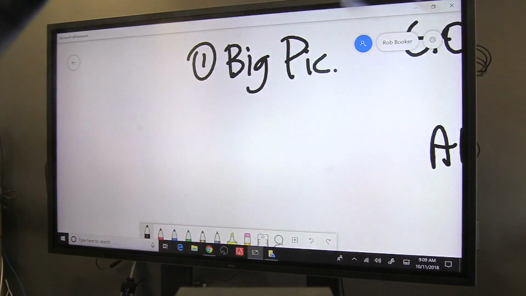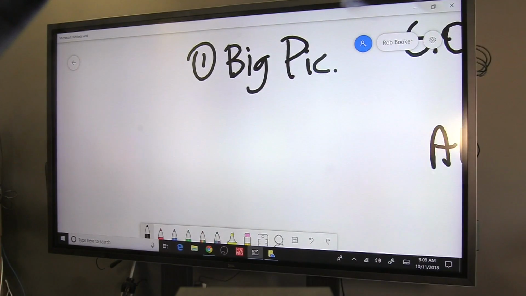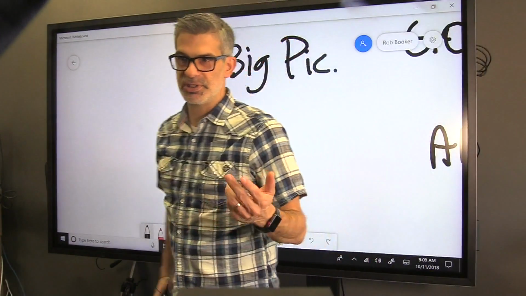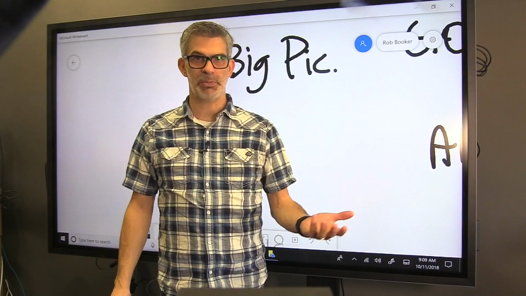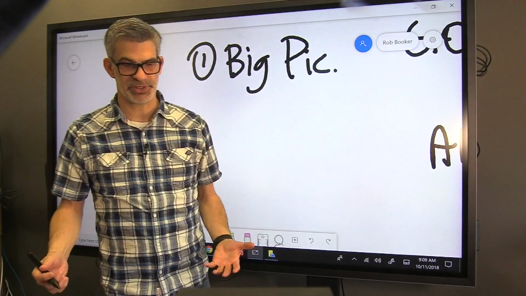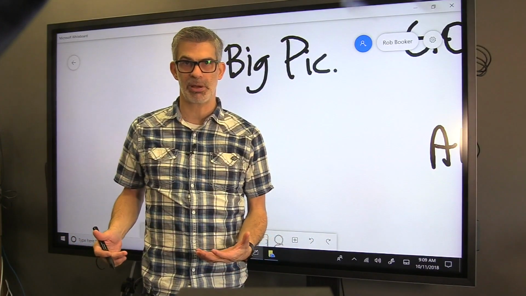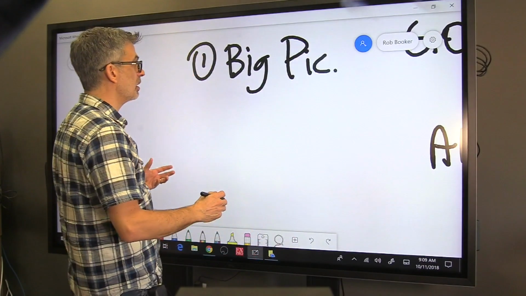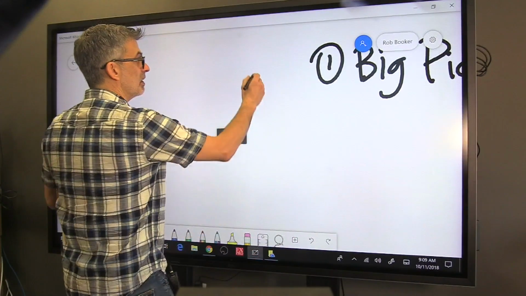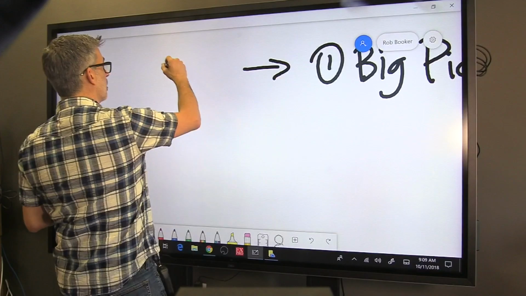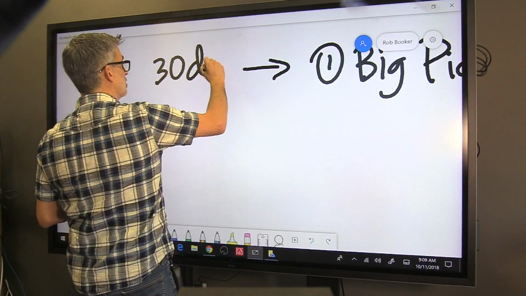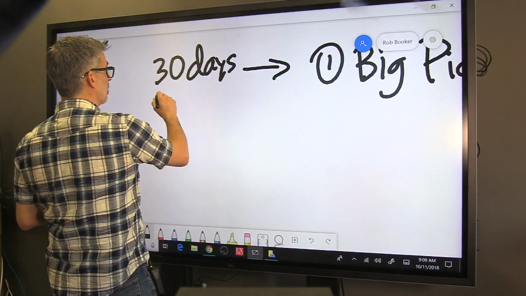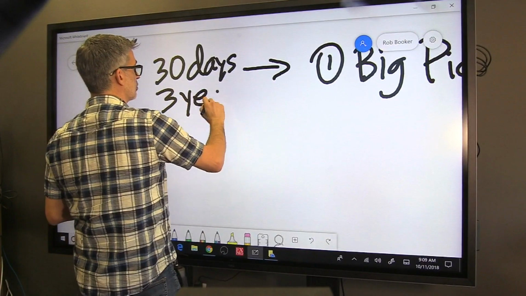For example, as I said yesterday, traders often overestimate what they can accomplish in the next month, and they underestimate what they can accomplish over the course of 7 years. So if you think about the big picture, this means that you're not thinking about what you can make in the next 30 days. You're thinking about what you can make in the next 3 years.